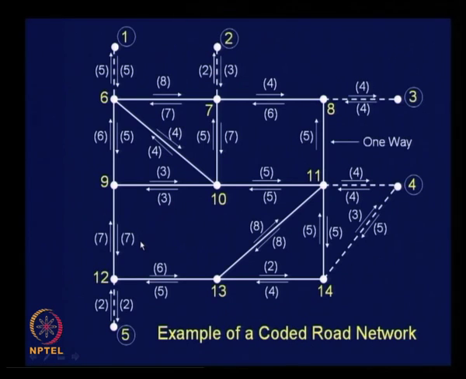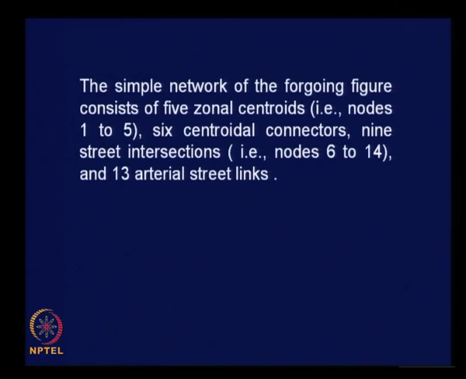It is possible when the conditions are similar, right. So let us try to summarize what we have discussed. The simple network of the foregoing figure consists of 5 zonal centroids, that is nodes 1 to 5, 6 centroidal connectors because one zone centroid has got 2 connectors, 9 street intersections, that is nodes 6 to 14, and 13 arterial street links. 13 links are involved in that example.